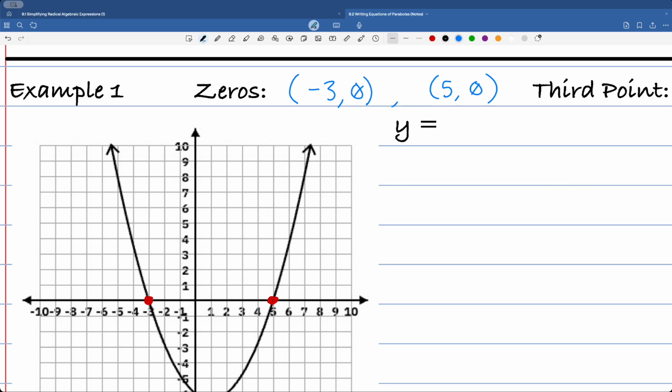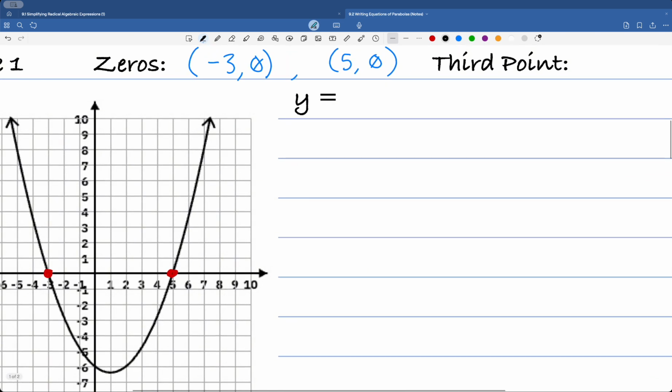Then we're going to write this down as an equation. So y equals a times x plus 3. We do the opposite. In order to write the equation in factored form, we do the opposite of our zeros. So x plus 3 times x minus 5.